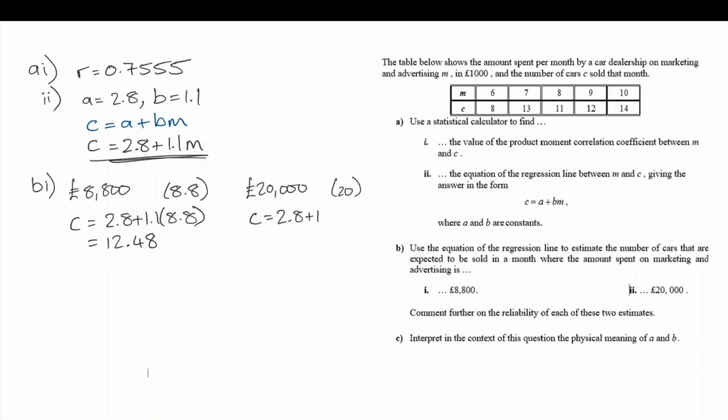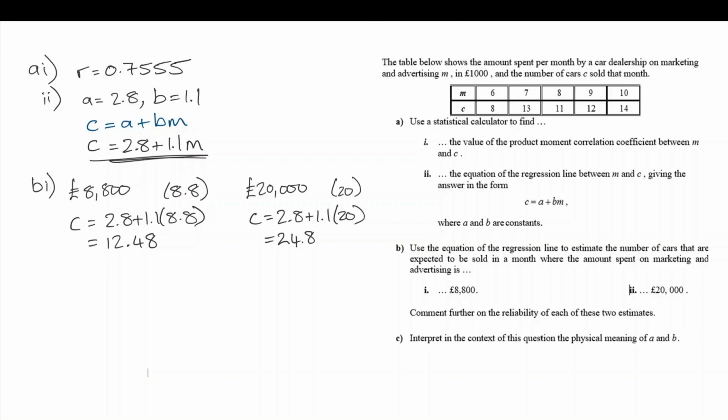What about when we have 20,000? We're substituting 20, and that goes into the formula to give us almost double, 24.8 cars to be sold. Okay, so just substituting each of those into the formula and evaluating the result. We are also asked to comment further on the reliability of each of the two estimates.